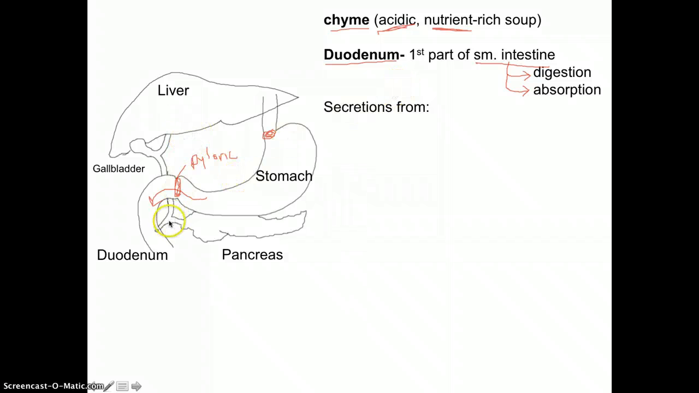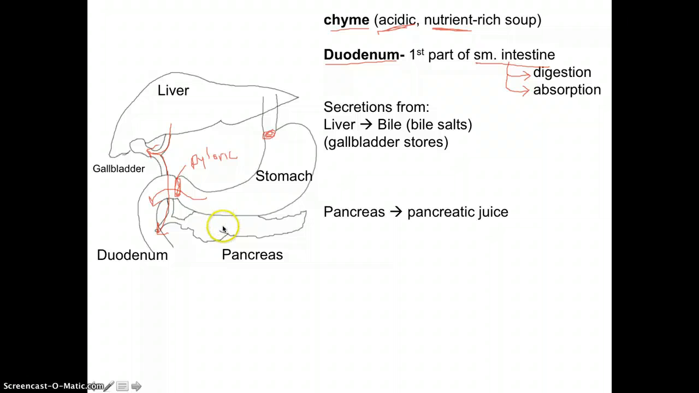So in this very first part, we have secretions from the liver, and we'll talk about bile in a second. Basically, in between meals, the liver stores bile in the gallbladder, and then when it's needed, it's secreted into the duodenum. And then the other main organ is your pancreas, and the pancreas secretes this pancreatic juice, and we'll talk in a second about what's involved there.